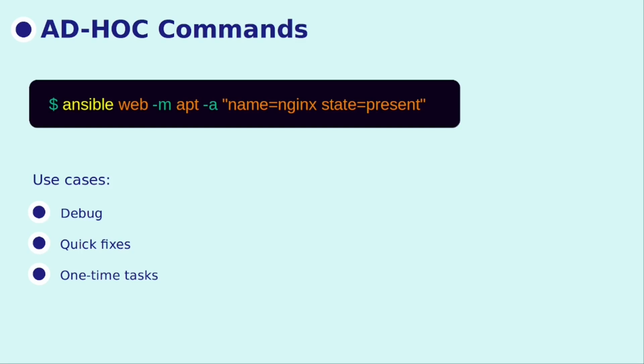Ad-hoc commands, quick operations. Ad-hoc commands are useful for quick one-time tasks. For example, ansible web -m command to install Nginx on all servers instantly. Use cases include debugging, quick fixes, and testing commands. However, ad hoc commands are not ideal for long-term automation. For that, we use playbooks.